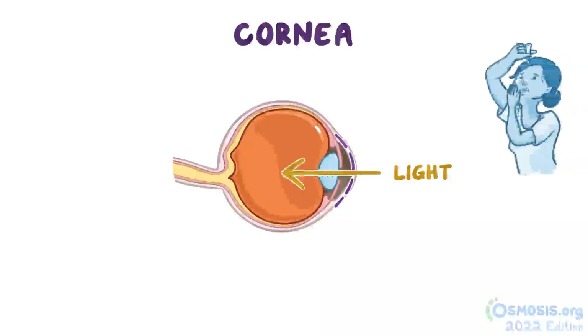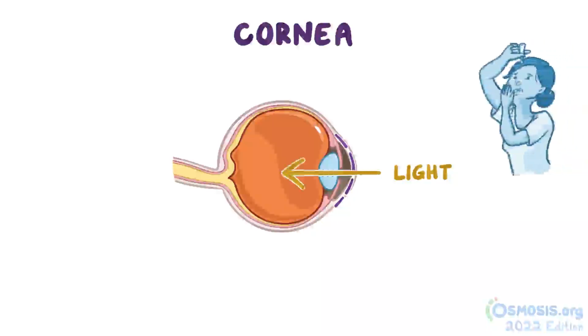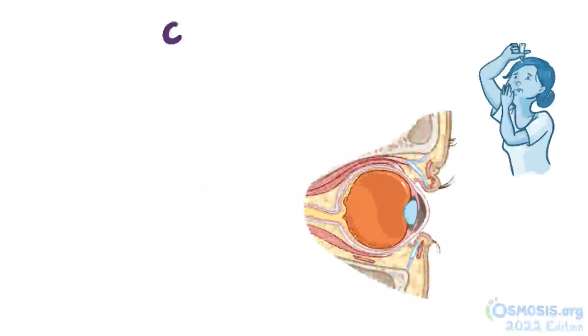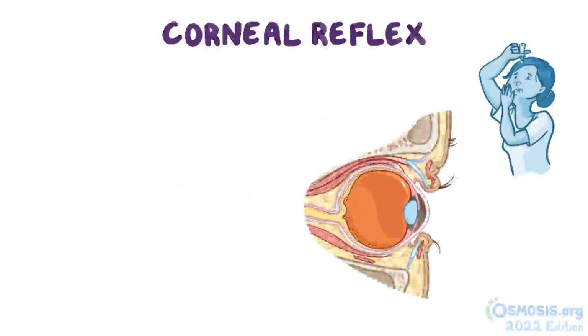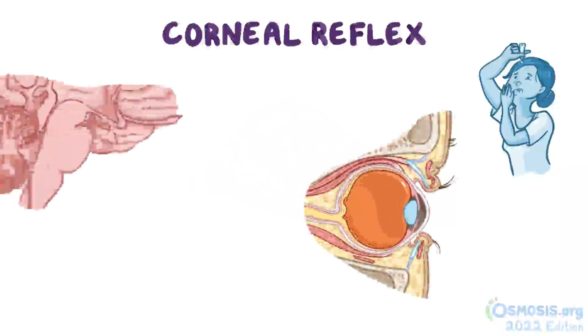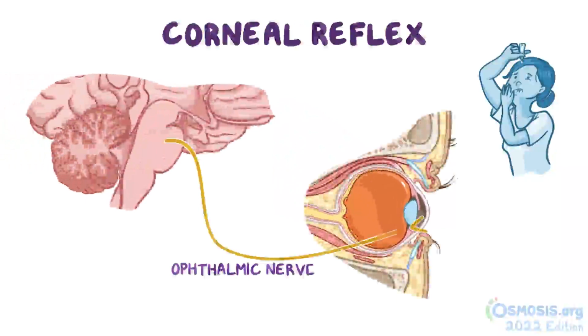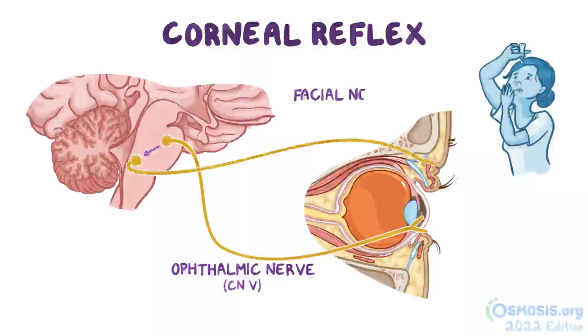Have you ever needed to use eye drops? Were you able to do that without instinctively closing your eyes once the drop touches your eye? The involuntary blinking is actually because of the corneal reflex. See, when something touches or irritates the cornea, it is sensed by the ophthalmic nerve, a branch of cranial nerve 5. This sensory signal then reaches the brainstem and signals the facial nerve, cranial nerve 7, to contract the orbicularis oculi to close our eyes.